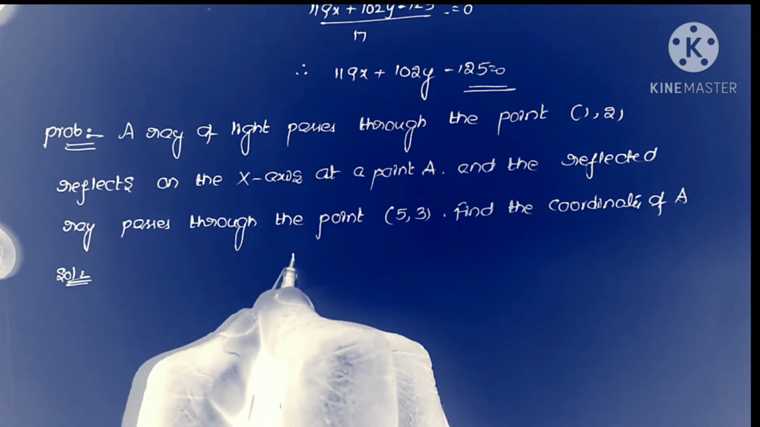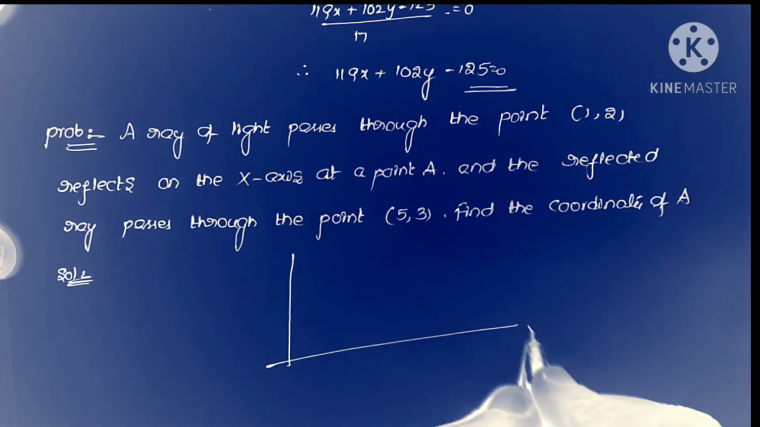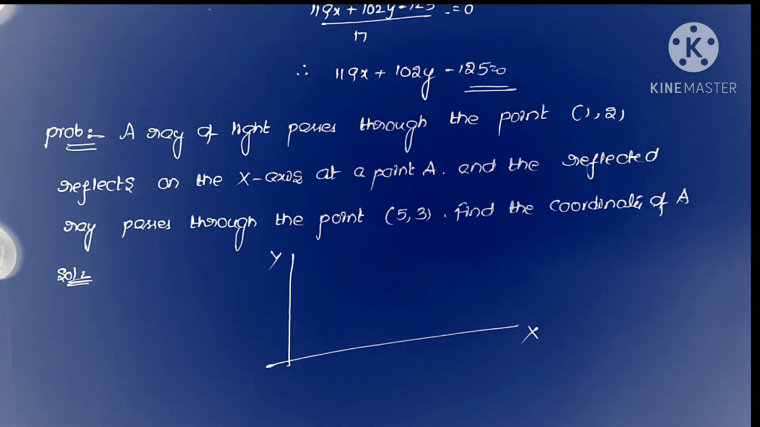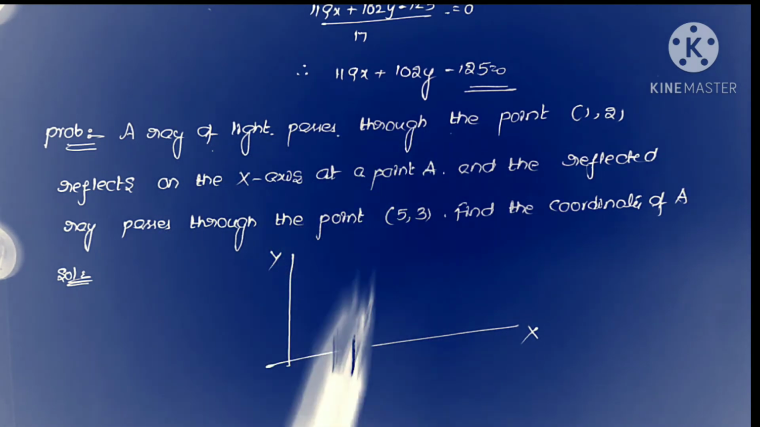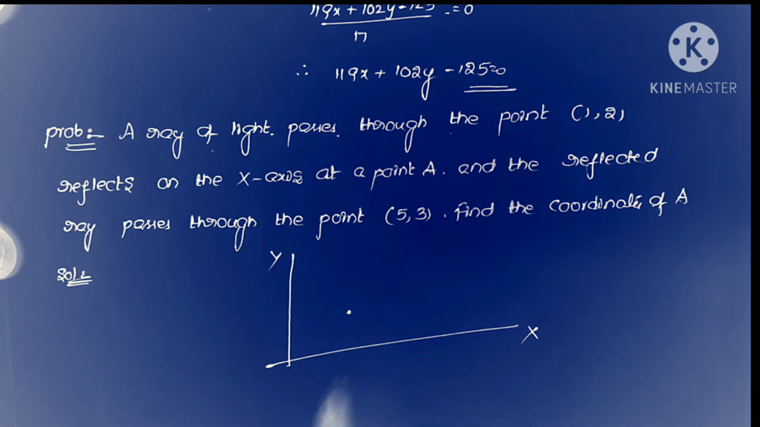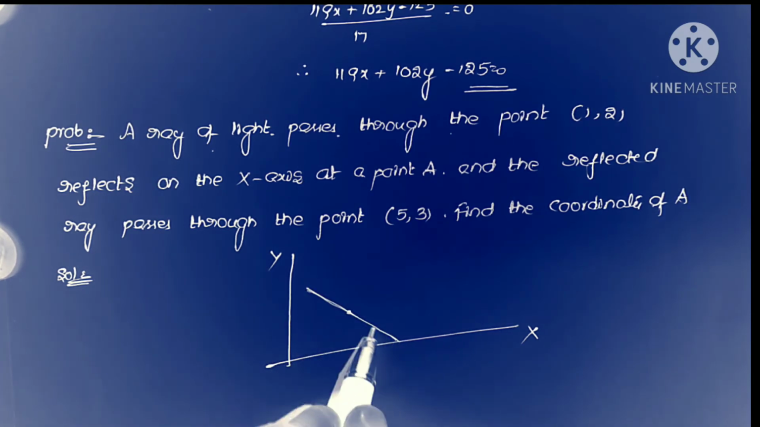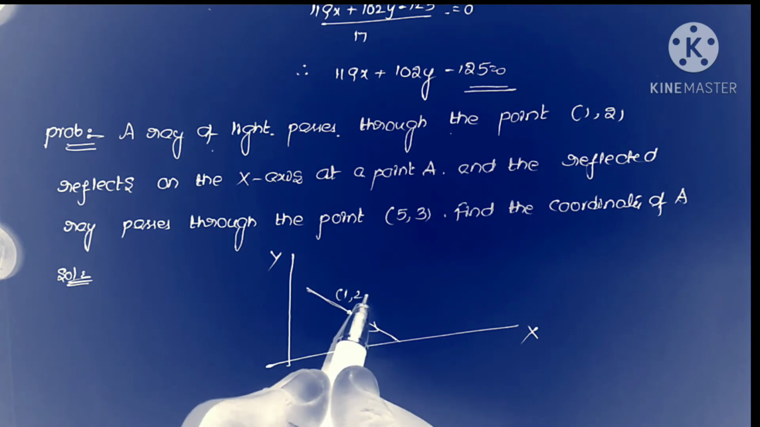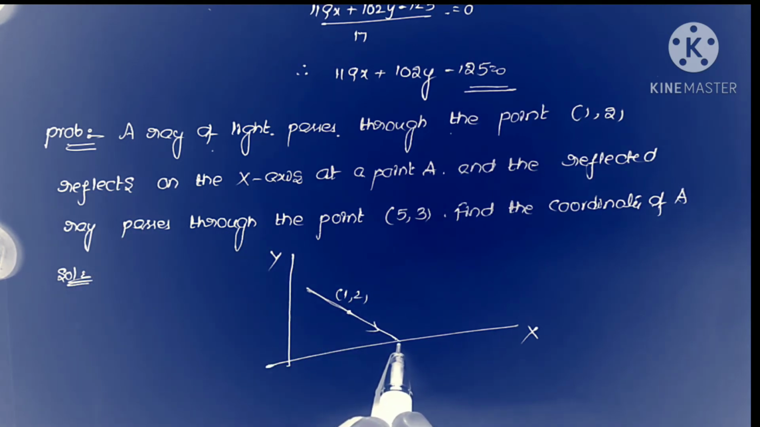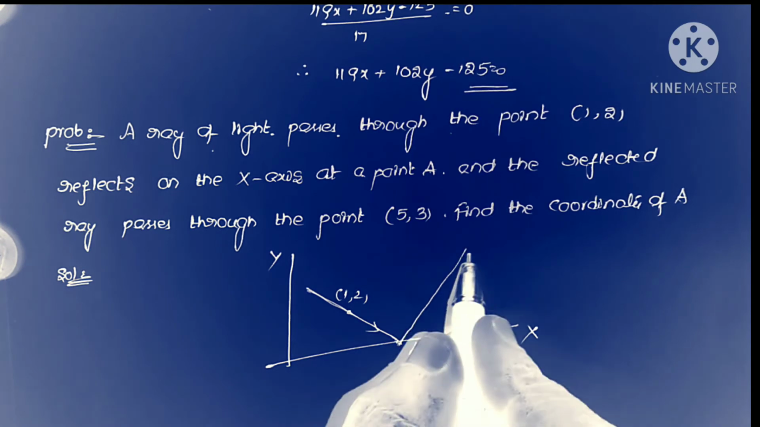So given that, first I take the x-axis. This is the x-axis. This is the y-axis. A ray of light passes through the point 1, 2. This is the point 1, 2. This is the ray of light. The ray of light passes through the point 1, 2 and reflects on the x-axis at a point A. See, this is the point on the x-axis. The ray reflects at this point. So the line reflects at this point like that. This is the reflected ray.